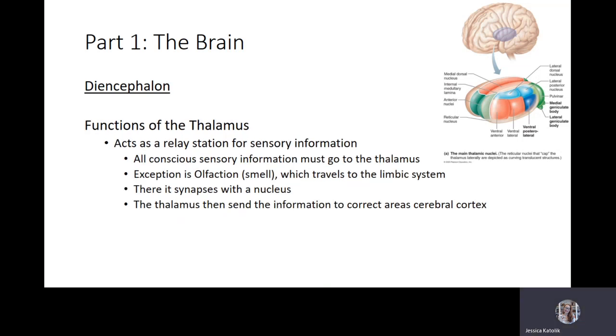So what is the function of the thalamus? The thalamus acts as a relay station for sensory information. So almost all conscious sensory information has to go through the thalamus first. The only exception of this is olfaction, or smell. Smell doesn't go through the thalamus. Rather, it is sent directly to the limbic system, which is responsible for helping form memory and different emotions. So olfaction goes directly to the limbic system.